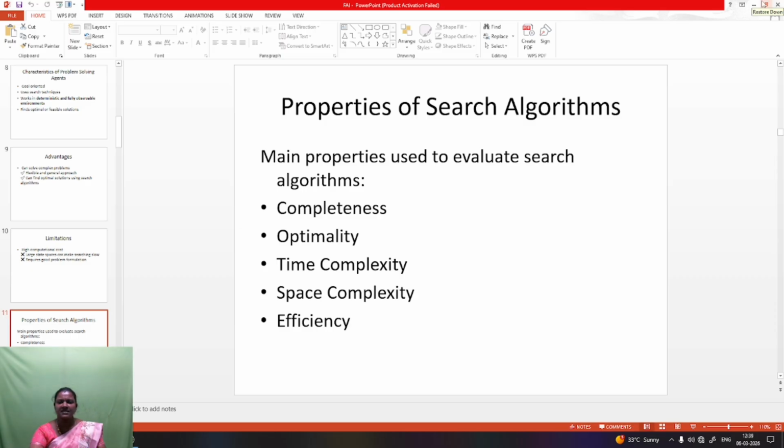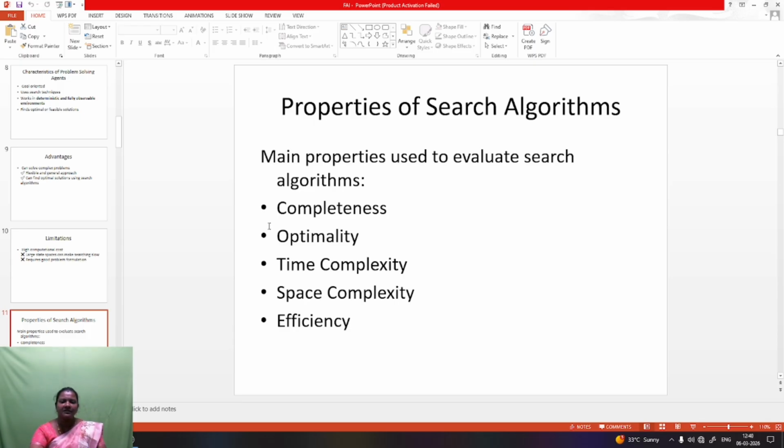Properties of search algorithms. The main properties of search algorithms begin with completeness. Completeness means it provides a 100% solution. If there is a goal in the nodes, the agent will surely find the goal. Then only we can say it is a complete algorithm. And one more thing, completeness means we can visit each and every node without omitting one node, and then finally reach the goal.